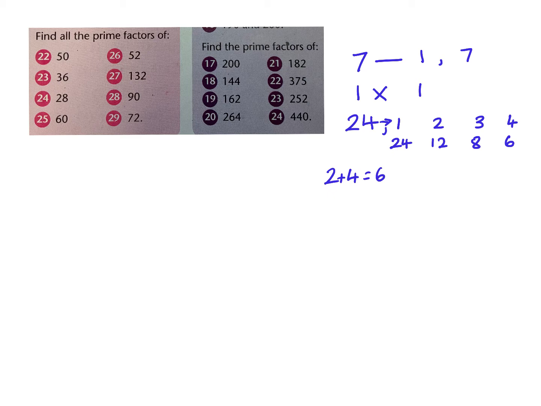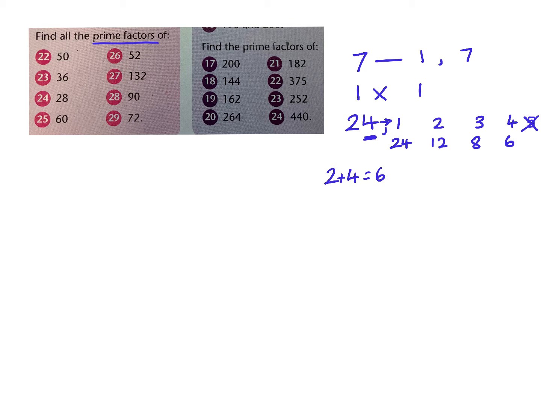Okay, now we'll try 5. 5 doesn't go into 24 because 24 doesn't end with 5 or a 0. So 5 is not a factor of 24. So the factors of 24 are 1, 2, 3, 4, 6, 8, 12 and 24. Super, that's called a composite number. Now, working with composite numbers, we can break them down into their prime factors. So that's what we're going to look at today.